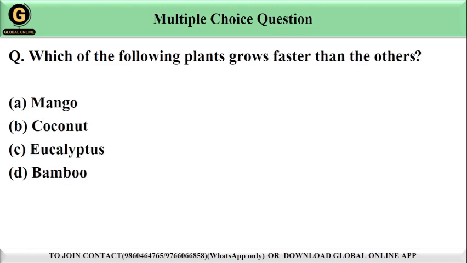Let's move to the next question. Which of the following plants grow faster than the others? We have options. Option A, mango. Option B, coconut. Option C, eucalyptus. And option D, bamboo. Guys, bamboo is one of the fastest growing plant in the world, with some species capable of growing up to 35 inches per day. In comparison, plants like mango, coconut and eucalyptus grow much slower. So the correct option is option D, bamboo.